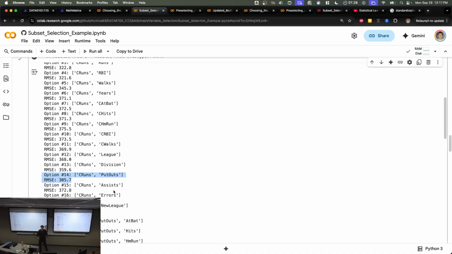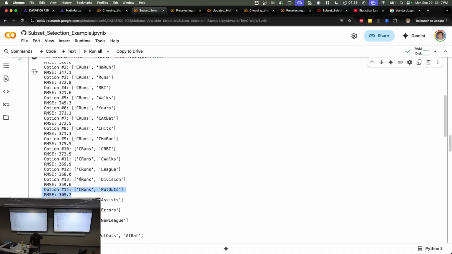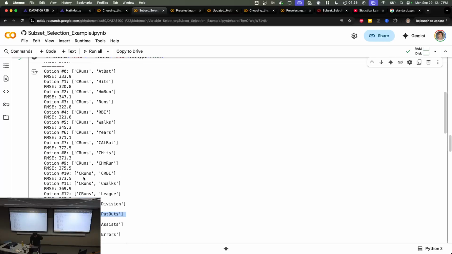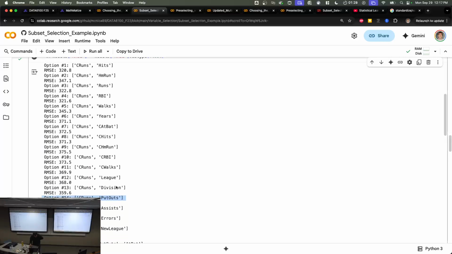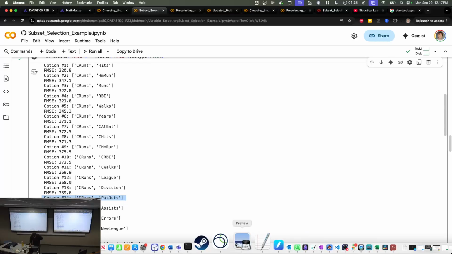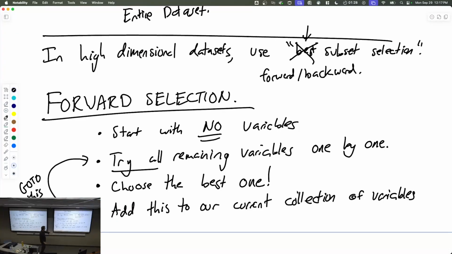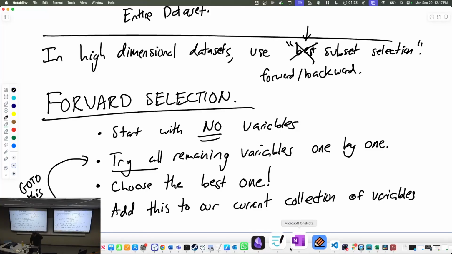Okay, so we're gonna add putouts to our thing. Can anyone spot a number lower than putouts? Of course, the computer will take the minimum for me, but this is sort of fun to look at by hand. So very good. Okay, so we'll go back. We're gonna add putouts. Now our set contains C runs and putouts. We go back to this step, and we try all the variables again with those two things.